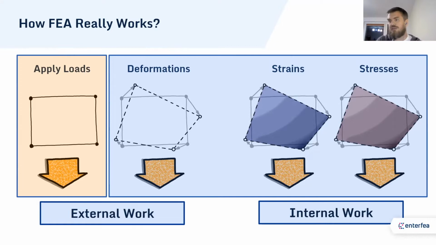Let's assume you have a solver that doesn't really function. You do some random calculations, and suddenly you check external and internal work. They are not equal, something went wrong, right? Of course, in linear FEA, you instantly assume that it will be correct, but this will be useful later on.